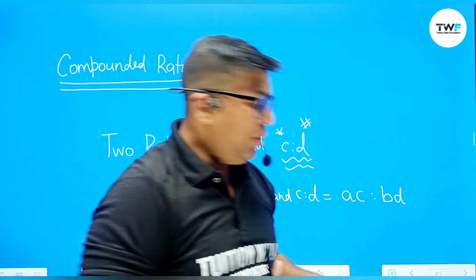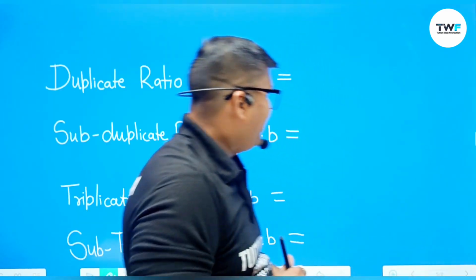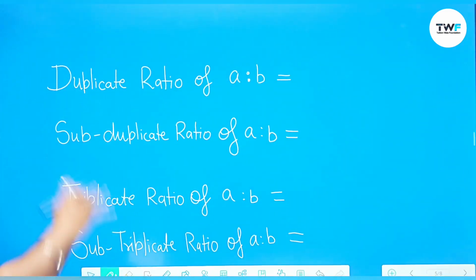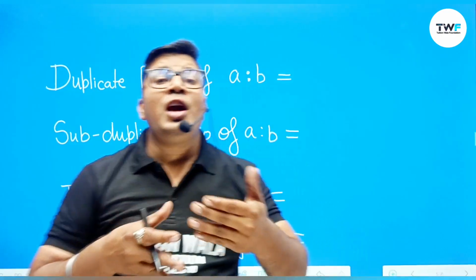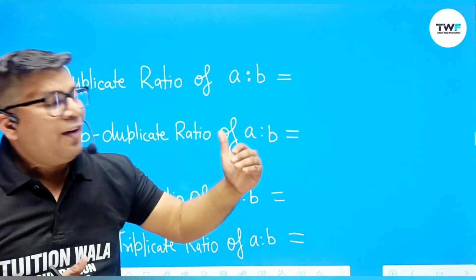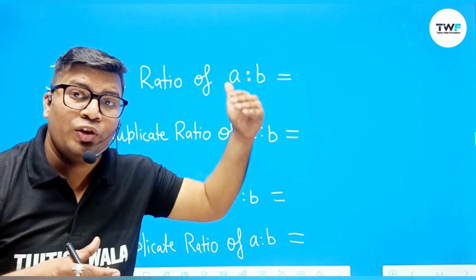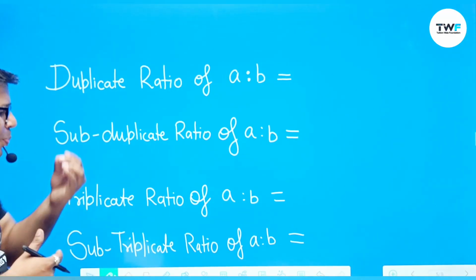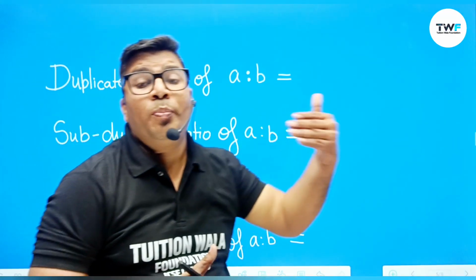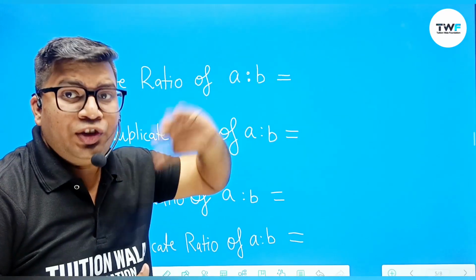I think you understood. Now we are moving on to the next point, which is the duplicate ratio of A ratio B. Now we are discussing the ratio terms, and after that we will discuss how we will implement these things on the questions. So the term is duplicate ratio. What is the meaning of duplicate ratio? Duplicate, we can say, means a similar thing.